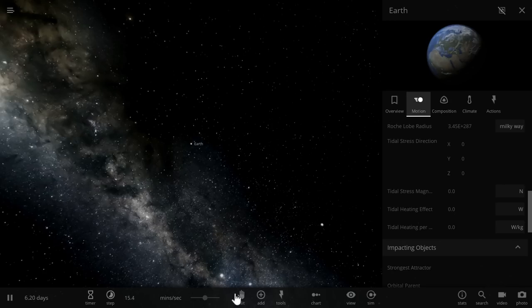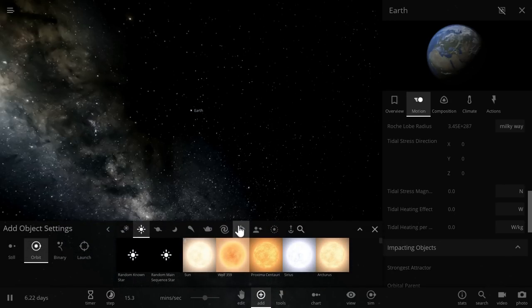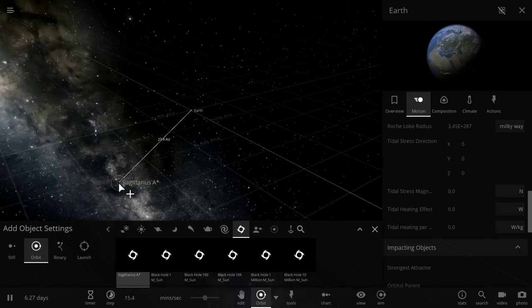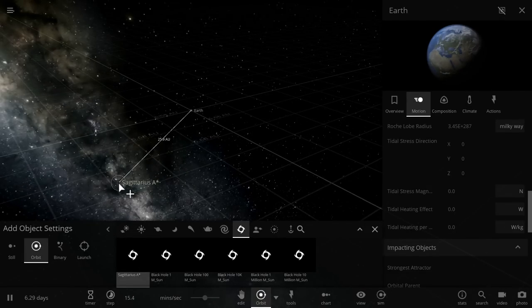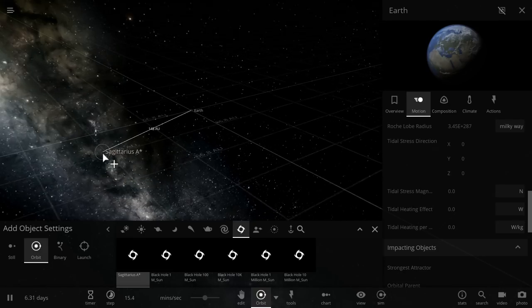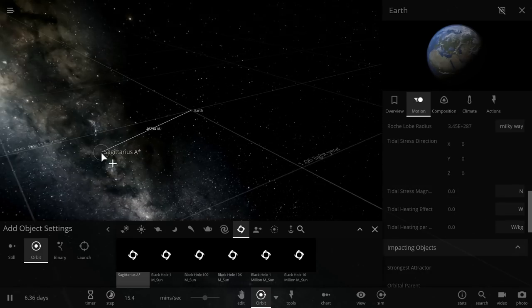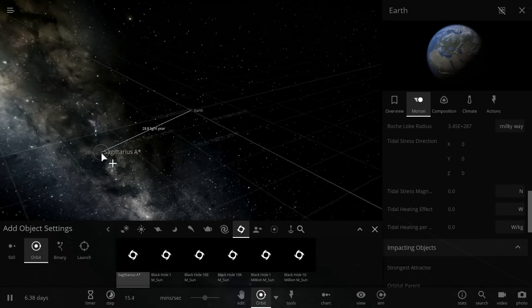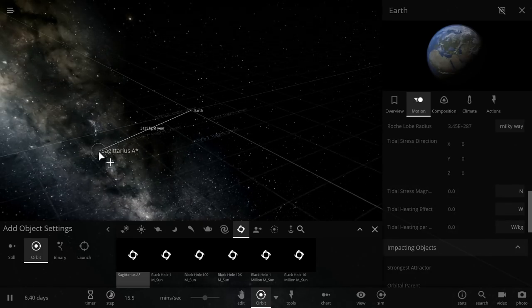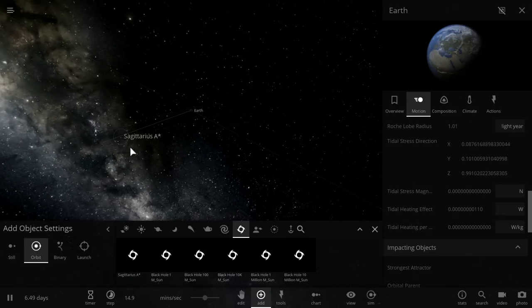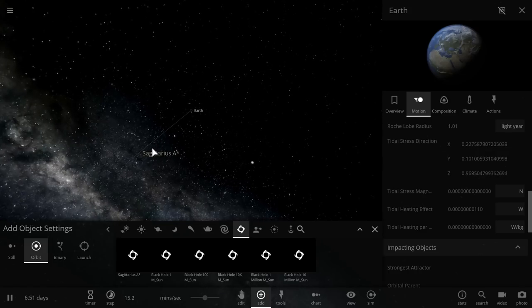And we're going to place the black hole Sagittarius A star, which has a mass of about 4.3 million masses of the sun, at a distance of about 26, 27,000 light years. This is where it's most likely located in real life. So right around here, this right here is the distance of Earth to Sagittarius A star.